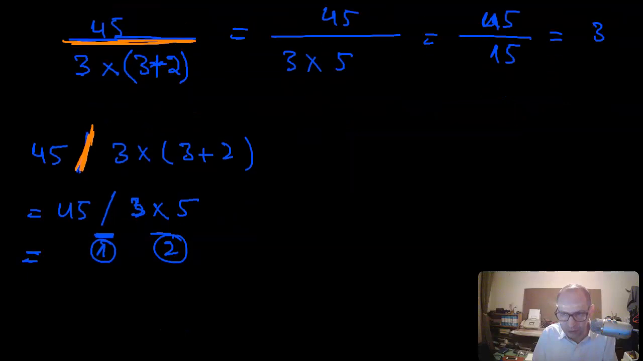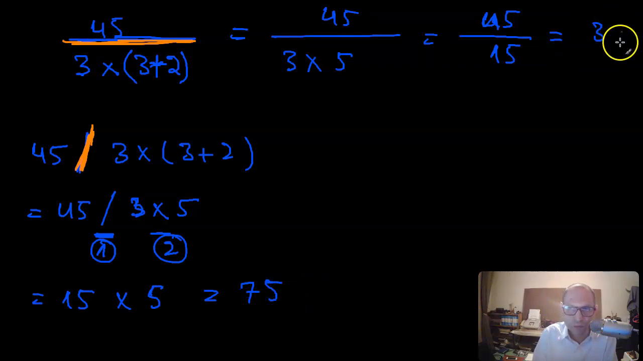Which means that you would have 45 divided by 3, which is the same thing as 15, times 5, which is the same thing as 5 times 5 is equal to 25, plus 50 is equal to 75, which is not the same as 3. So things go wrong here when I write my expression this way.